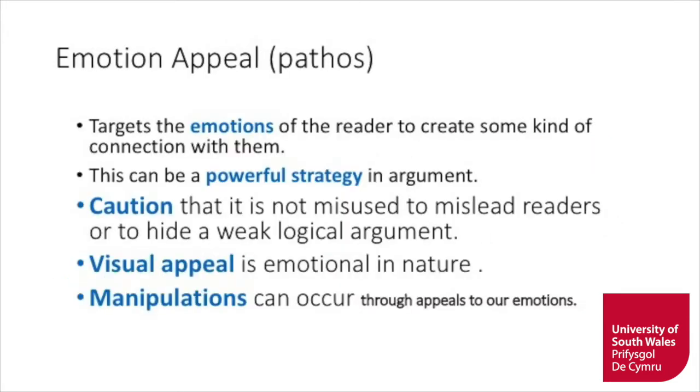The emotional appeal, the pathos, targets the emotions of the reader to create some kind of connection with them. This can be a powerful strategy in an argument. But there's some caution that it's not misused to mislead a reader or to hide weak logic within the argument. It has visual appeal in an emotional nature, and obviously it can manipulate people through appeals to their emotions. So you can use this process, but make sure you use it carefully and you're not using it to create misleading arguments or hide things within your arguments.